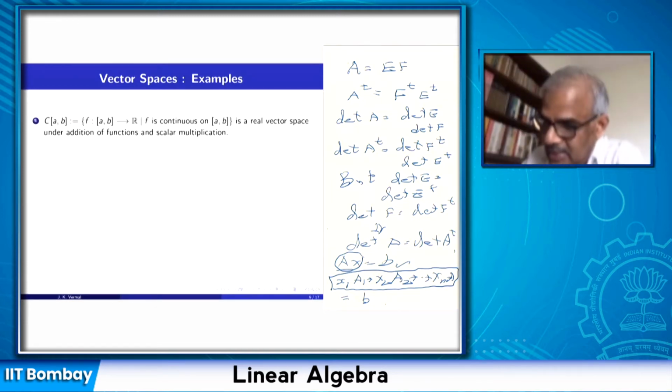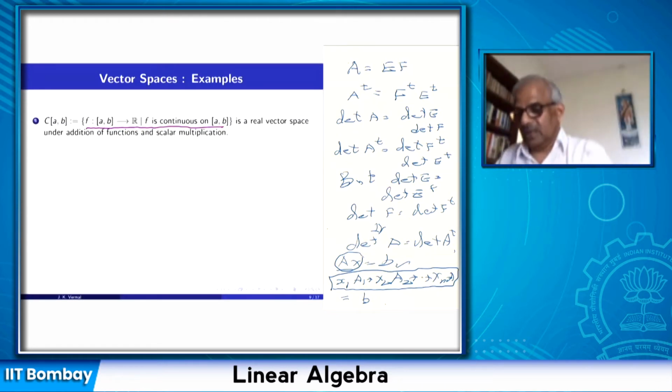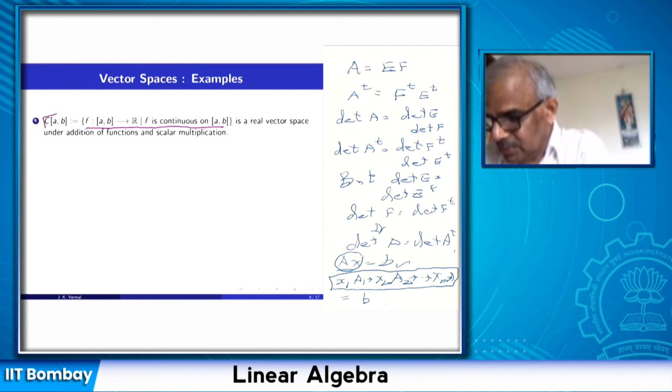Now look at this restriction. Instead of looking at arbitrary functions, I will look at only the continuous functions. You know this notation from calculus. This is denoted by C[a,b]. So real valued continuous functions on a closed bounded interval form a real vector space under addition and scalar multiplication of functions, which I defined earlier. So C[a,b] is really a subset of R[a,b].